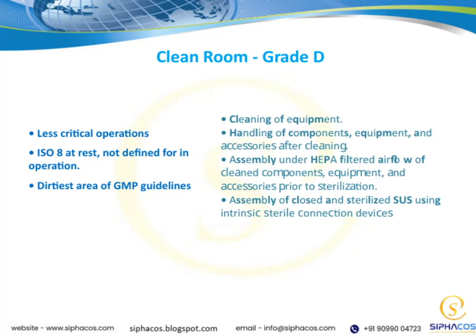Now, let's talk about the key steps in maintaining a clean and controlled environment. First, we focus on the cleaning of equipment, which is absolutely critical to prevent contamination. Once equipment, components, and accessories are cleaned, handling them properly after cleaning is essential to keep their sterile state intact. Next, before sterilization, we assemble cleaned components, equipment, and accessories under HEPA filtered airflow. This step helps ensure that no new contaminants are introduced during assembly.